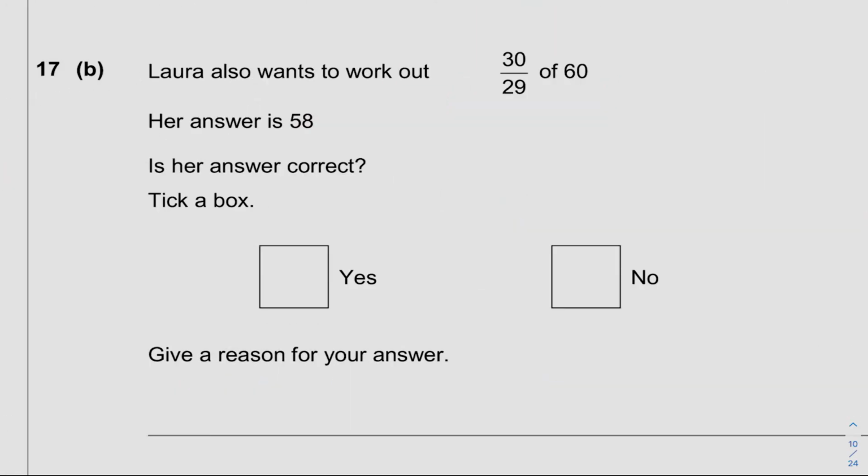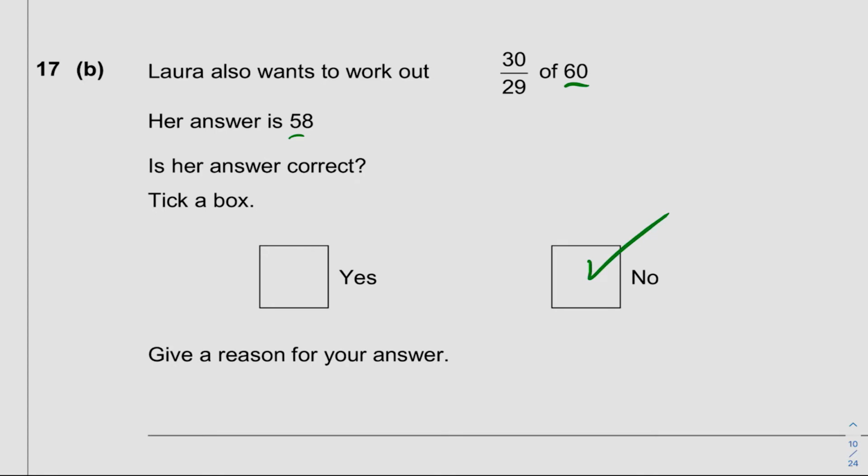So for part B, we are told that Laura also wants to work out what 30 over 29 of 60 is. Her answer is 58. Is she correct again? And we need to tick a box and give a reason. I mean, straight away we can see that 30 over 29 here is greater than 1. So the answer is going to be greater than 60. And she's got a 58, so we can say straight away that she's wrong.